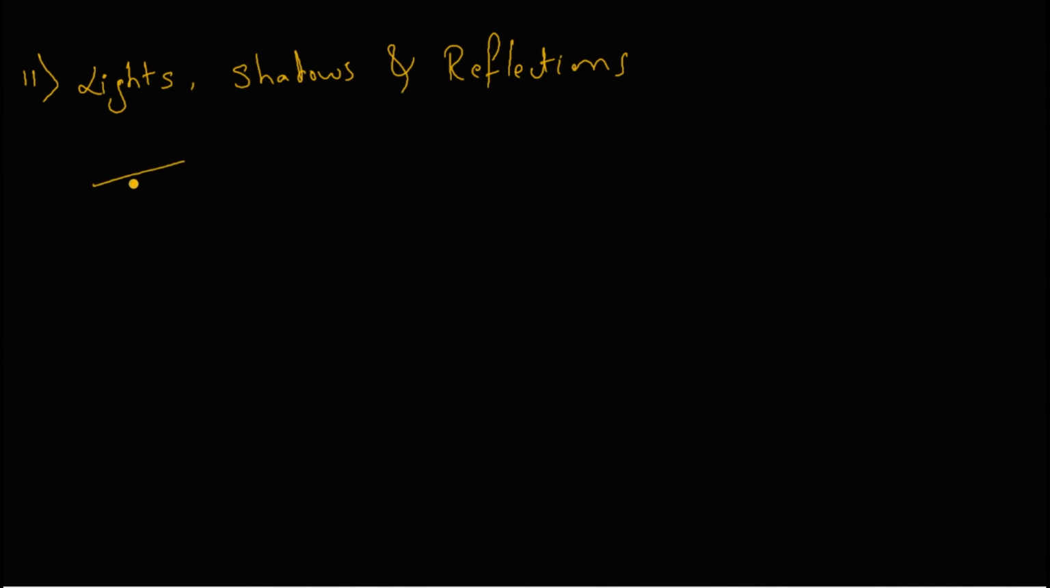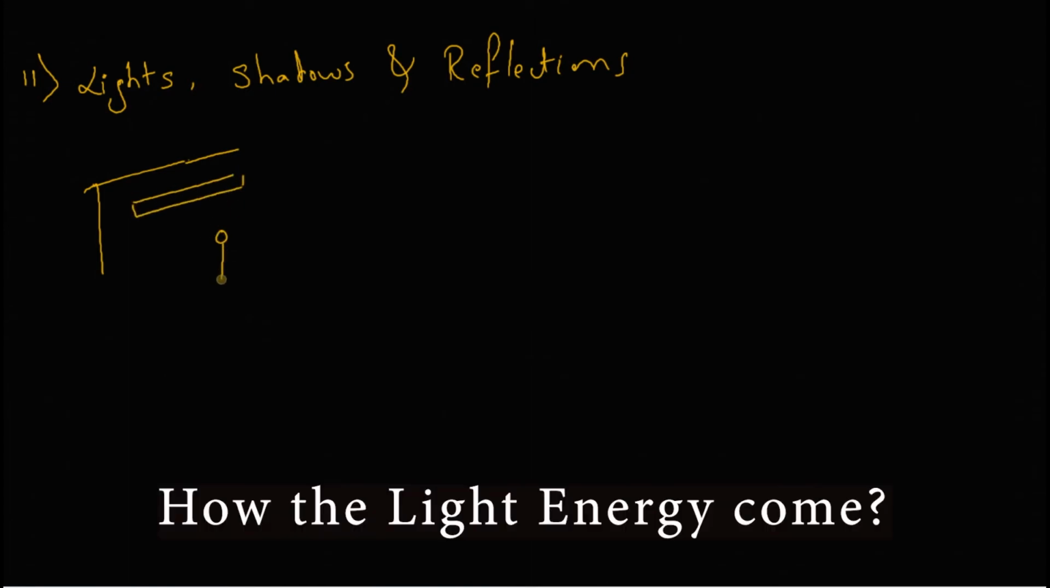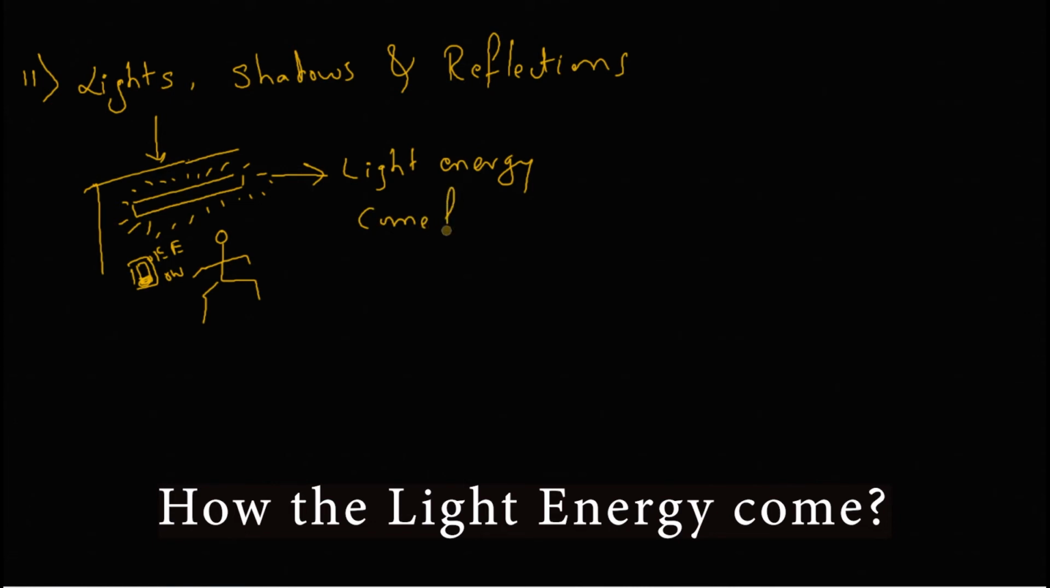So the 11th chapter is light, shadows and reflection. What do you mean by light? When you sit in the home, you have a light here, and you are sitting here, and the light will be glowing here. You have a switchboard with on and off. When you click on, the light will start. So how does the light glow? How does the light energy come? We'll discuss that one.